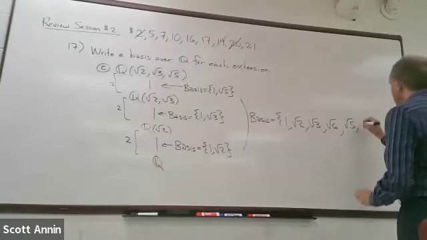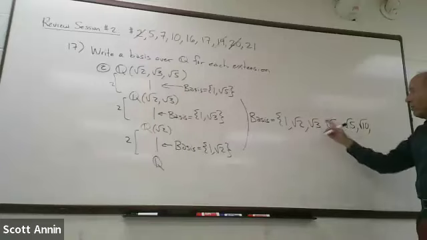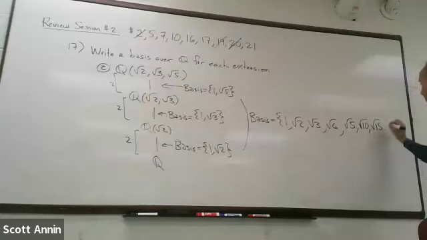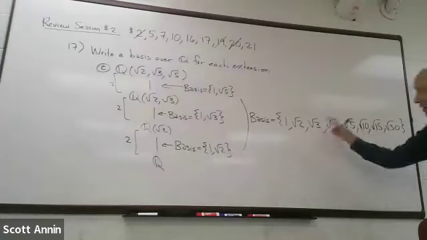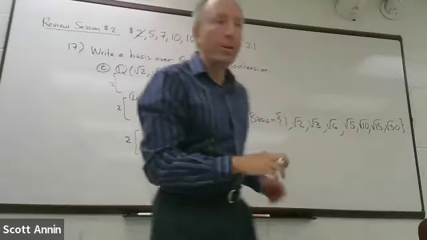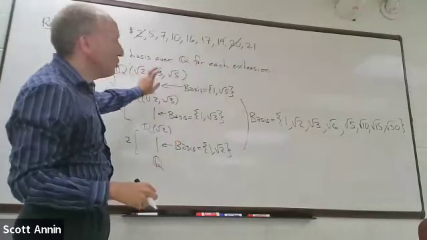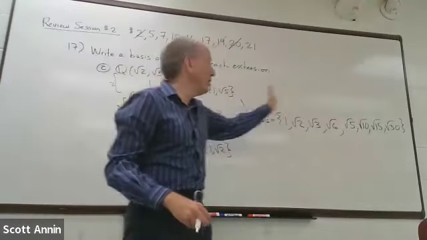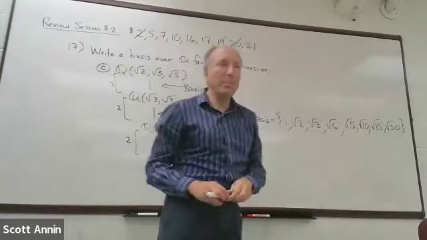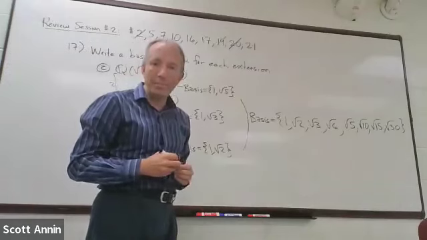The square root of 5 times the square root of 2 is the square root of 10. The square root of 5 times the square root of 3 is the square root of 15. And the square root of 5 times the square root of 6 is the square root of 30. And so you see here, we have an 8-dimensional vector space. Anything in Q adjoin radical 2, radical 3, and radical 5 can be written as a linear combination of those 8 terms. So it can be a little bit messy looking, but that's the idea behind it.